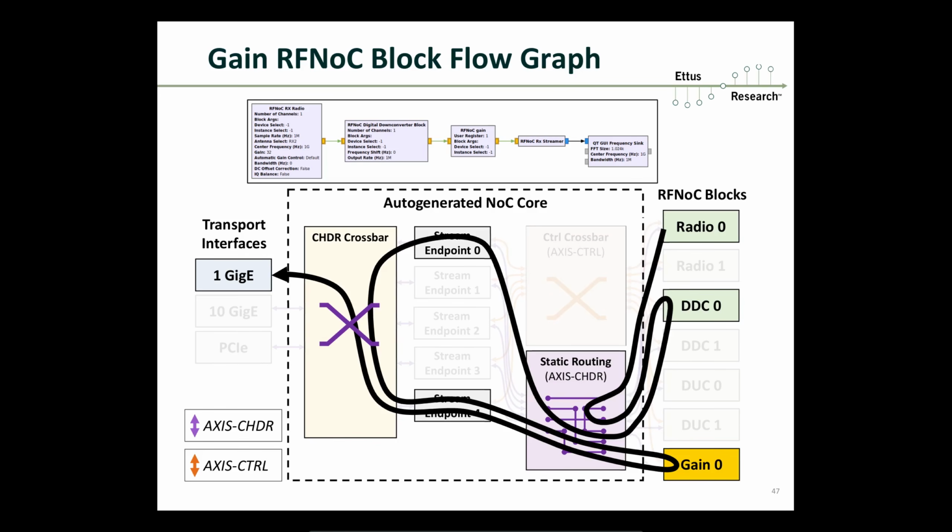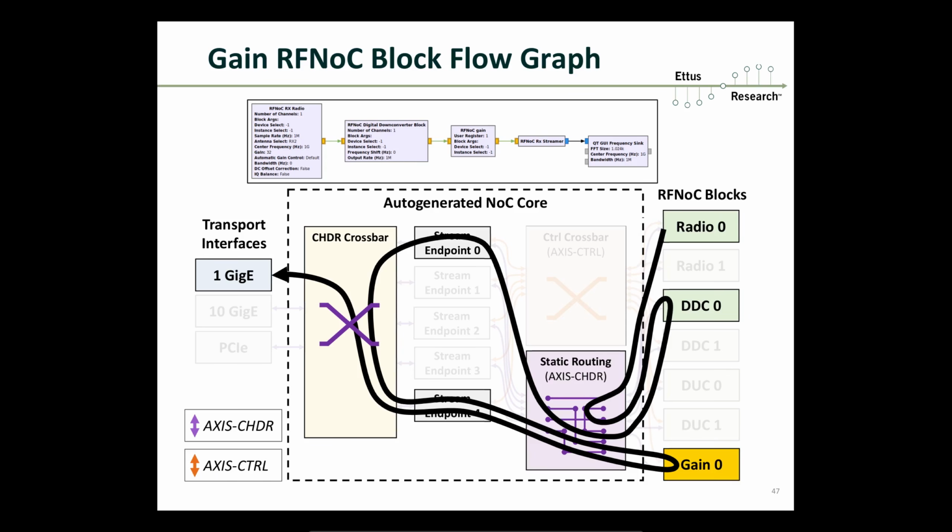The reason being here is that the data path from the radio block would go through the static routing and then through the DDC, then to stream endpoint 0. And then from stream endpoint 0, we go through stream endpoint 1, through the gain block and back in and out 1 gig-e. And this route works perfectly fine. And this shows, in this case, that we have 3 rfnoc blocks but 2 stream endpoints. That's because for rfnoc, the radio and DDC rfnoc blocks have a static route and they're associated with stream endpoint 0, as we saw in the YAML file. And then the gain block is associated with stream endpoint 4.